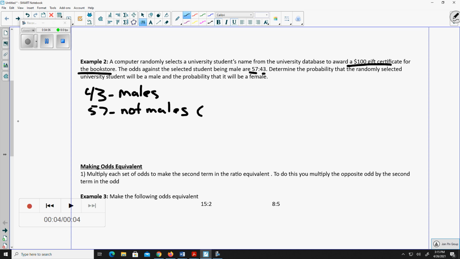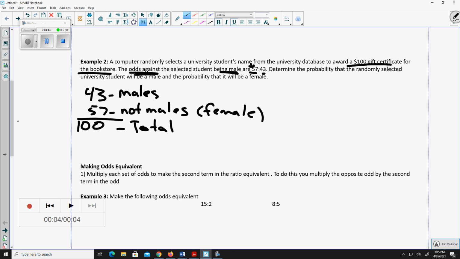So that would make them female. Remember, the question said the odds against being male. So that would mean this is not male here. If it was odds for being male, then the first number would be the males. So that means out of a total of 43 plus 57, don't use your calculators, there's 100 students altogether. Okay, so this is our total, total males and not males.